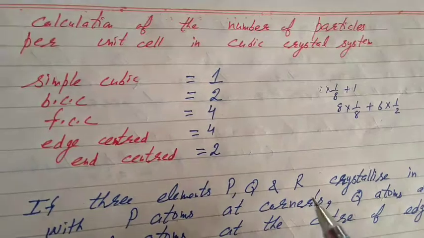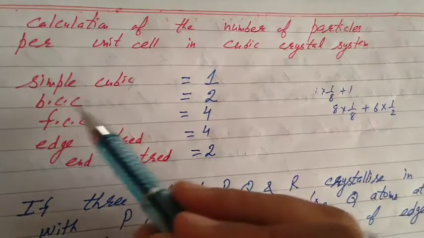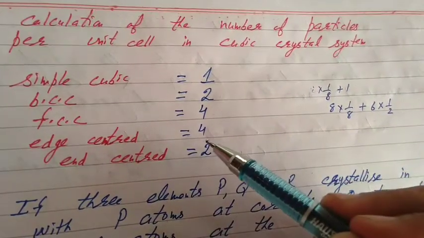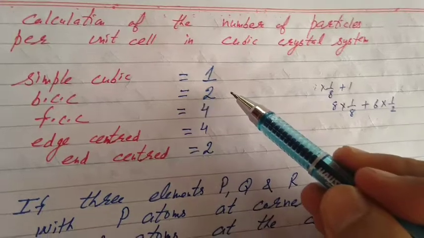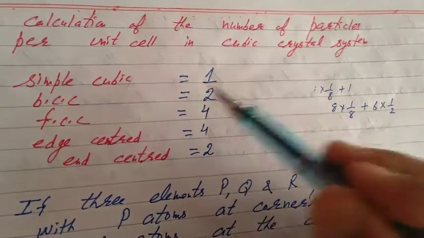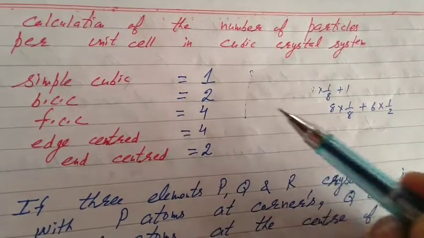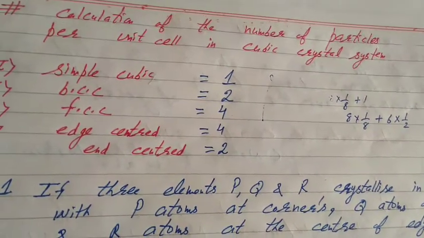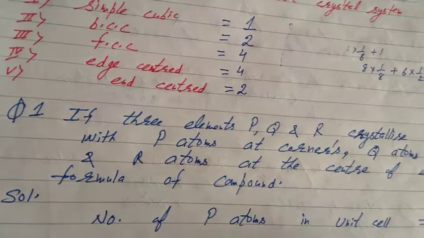Friends, in solid state, one MCQ is there. The MCQ may be the number of particles per unit cell in BCC. The options will be 1, 2, 3, 4. In BCC, definitely you will tick 2. In FCC, 4. In simple cubic, 1. After this, students, there are some questions related to this.